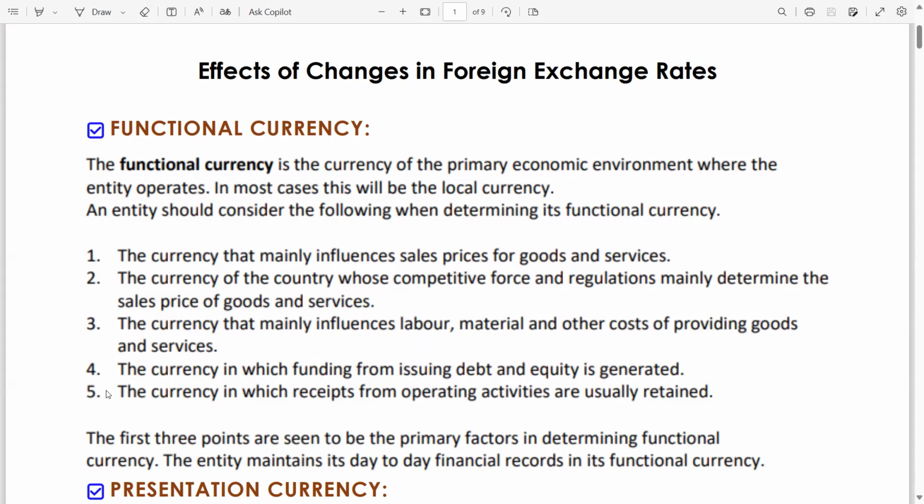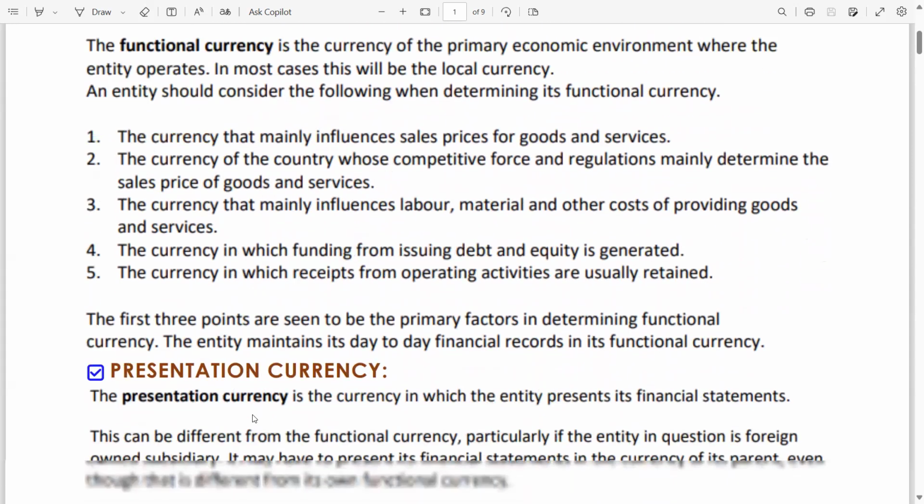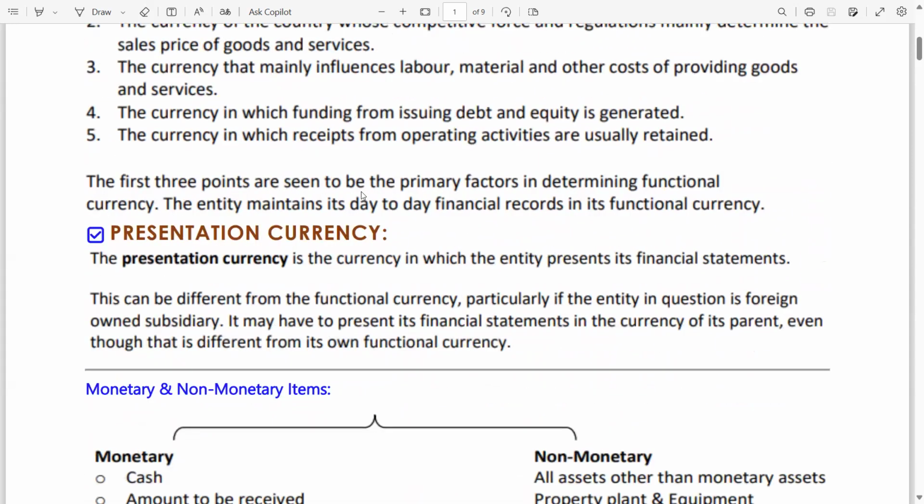Now, points 4 to 5 are the secondary factors: the currency in which funding from issuing debt and equity is generated, and the currency in which receipts from operating activities are usually retained. The first 3 points are seen to be the primary factors in determining functional currency. The entity maintains its day-to-day financial records in its functional currency.